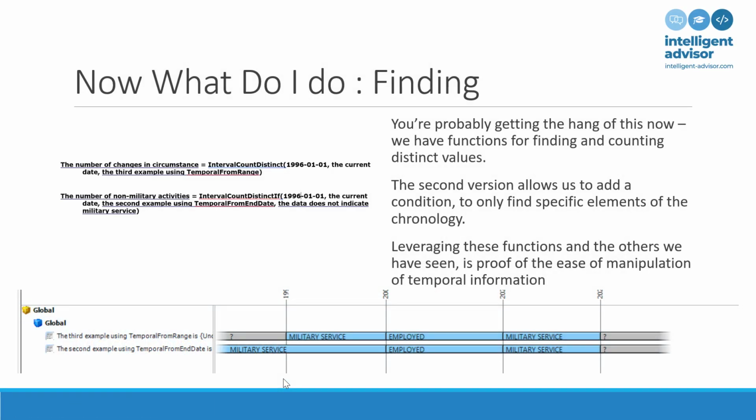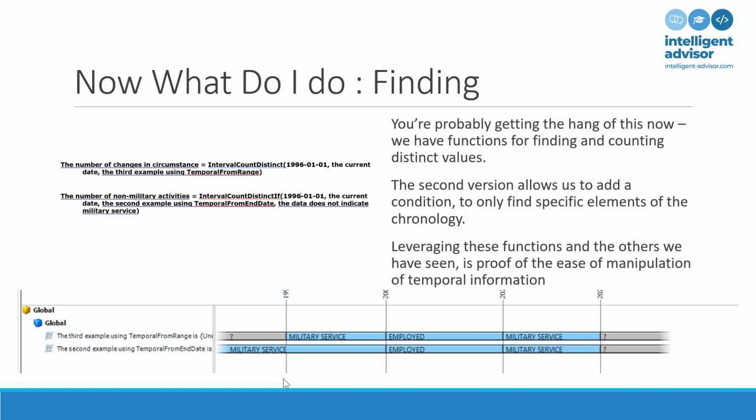So that was cool. And in a sense, that was kind of part one of now what do I do? What else can I do? You can probably get the hang of this: we have functions for finding stuff, and we also have functions for counting things. You can see on the left-hand side, I've got the number of changes in circumstances equals interval count distinct, starting in 1996 going to the current date using one of my temporal attributes. So that would provide me with the number of changes in circumstance.